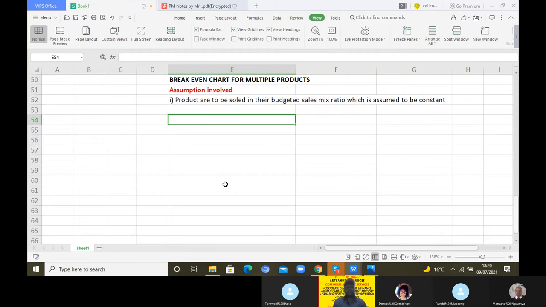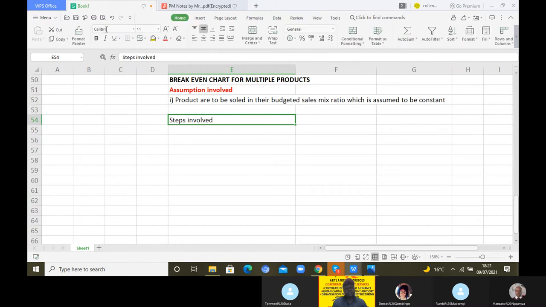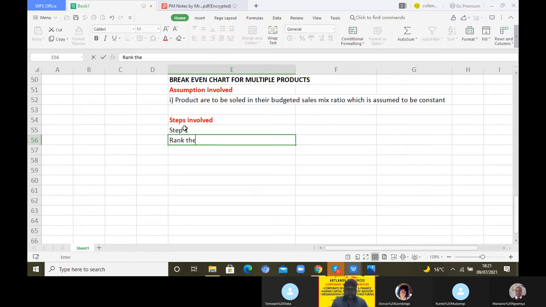These are the steps involved when I want to come up with a multi-product break-even chart. Simple steps that are involved here. Nothing much. Step one: rank the products.